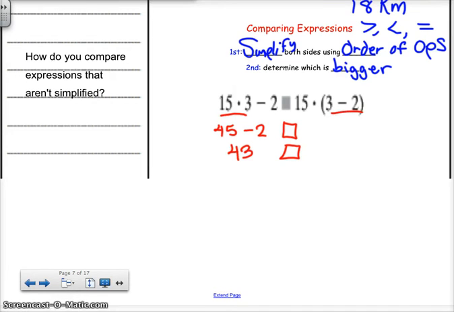Parentheses tell me to do this first. Remember, it's a spotlight. So it's 15 times, what's that? 1. 15. Which one's bigger? Do you know? And put the open mouth towards the bigger one.